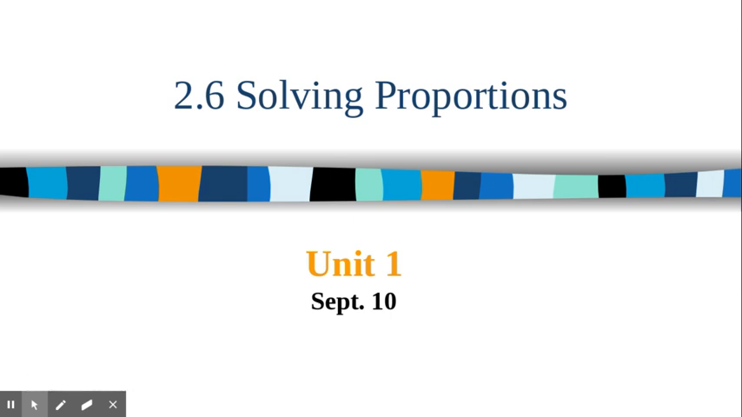We're going to look at section 2.6, solving proportions. Again, we're in unit 1, and the date may be different for you, but this is a week that starts with September 7th.